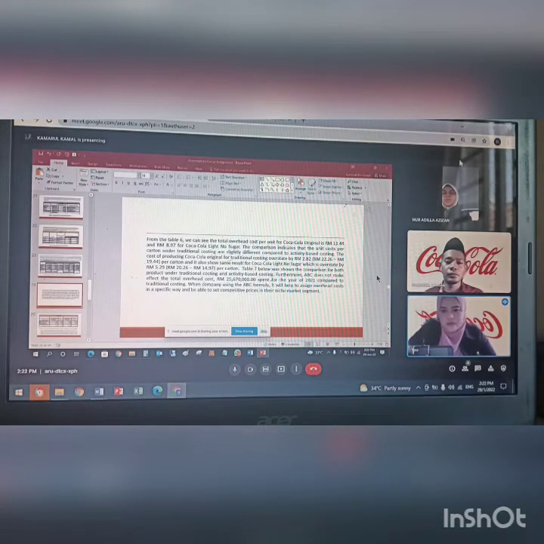Okay, from the table we can see the total overhead cost per unit for Coca-Cola Original is 12 ringgit 44 cent and 8 ringgit 97 cent for Coca-Cola Light No Sugar. So the comparison indicates that the unit cost per carton under traditional costing is slightly different compared to activity based costing. Okay, we can go to the next slide.